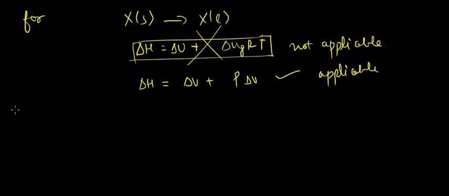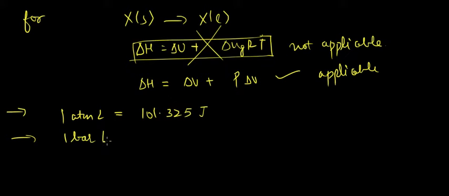Next, let us see some units. 1 atm liter is 101.325 joule, and 1 bar liter would be equal to 100 joule. And 1 calorie is equal to 4.18 joule.